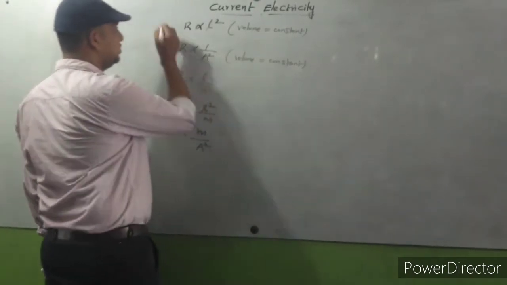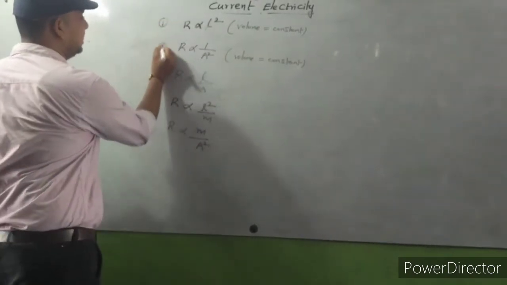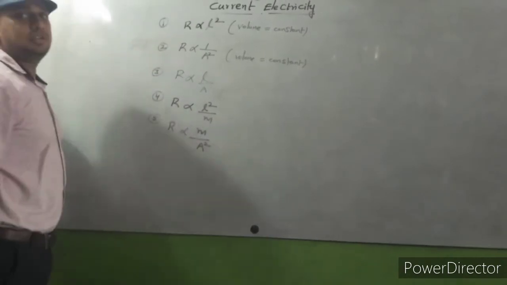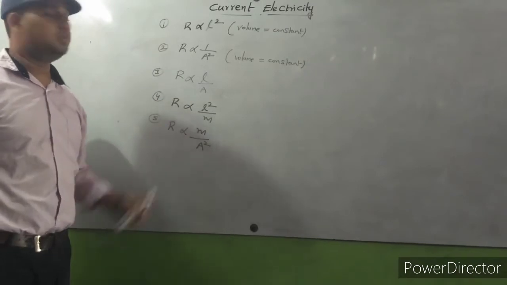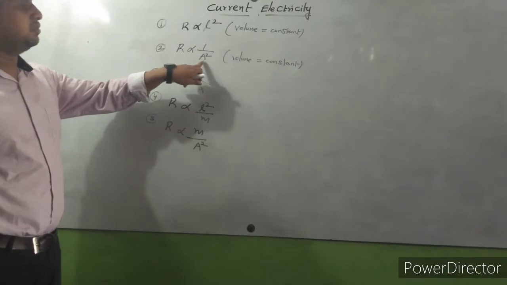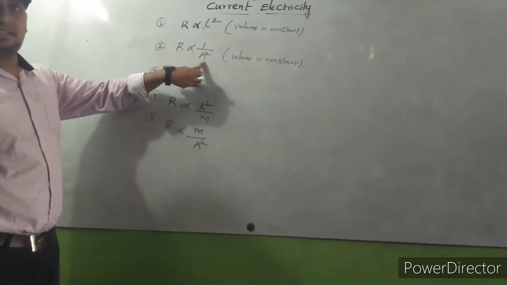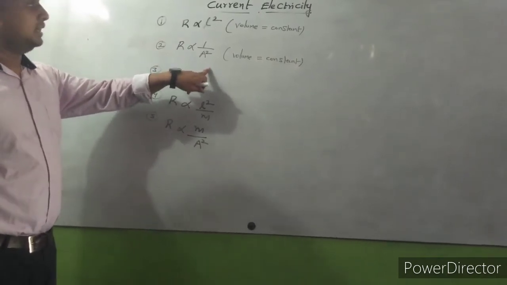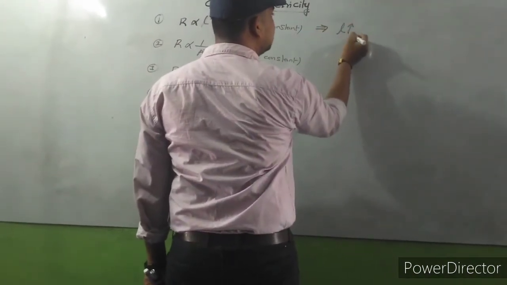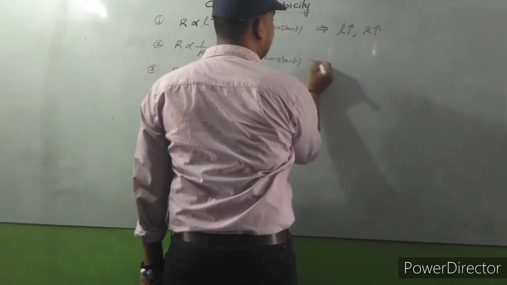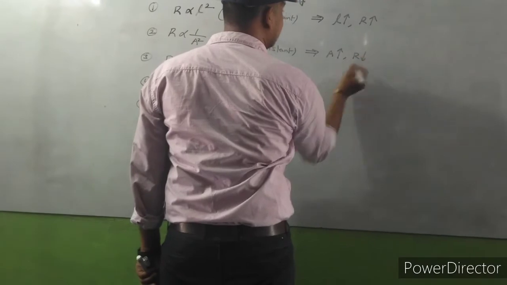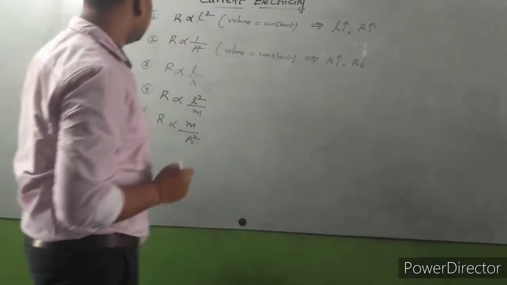So this is the first relation, this is the second relation, this is the third relation, this is the fourth relation, fifth relation. If questions are solved by using these relations: resistance is directly proportional to L square, resistance is inversely proportional to A square. What is the meaning of this? If length increases, resistance also increases. If area increases, resistance decreases. So that is the meaning.